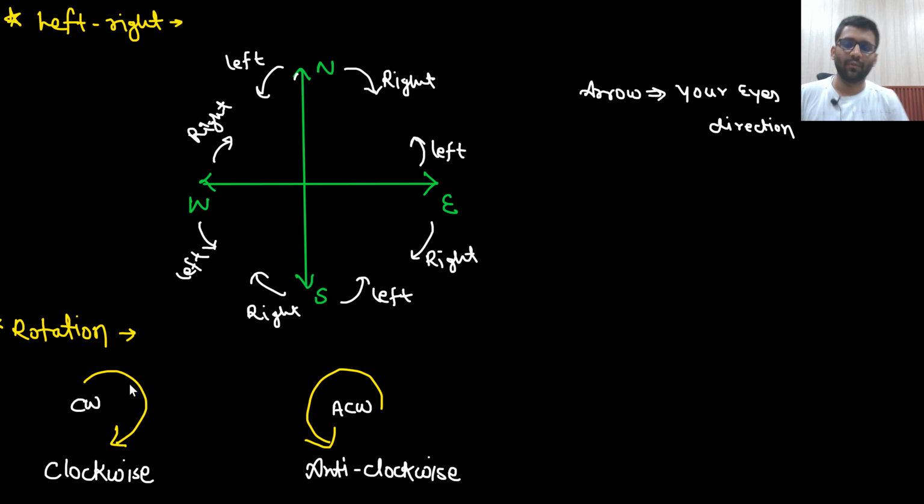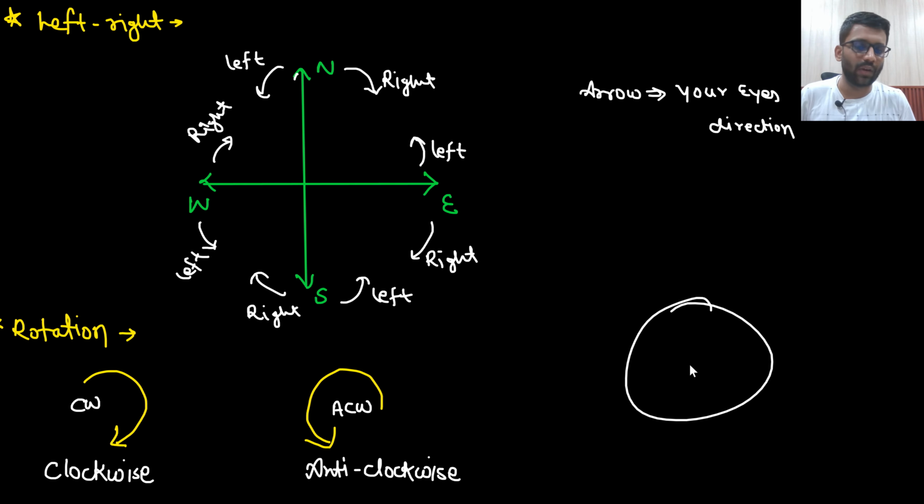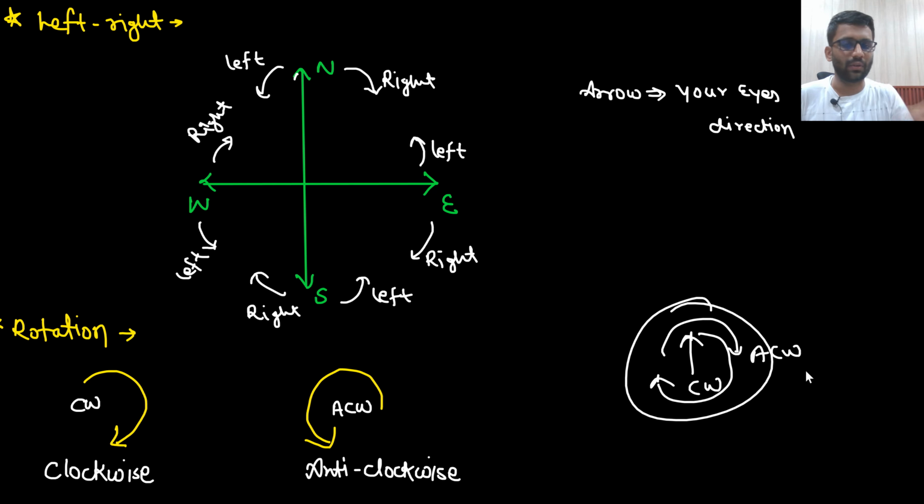And what do you mean by rotation? You can do anti-clockwise rotation or clockwise rotation. Anti-clockwise means rotating in the opposite direction of the clock. How does the clock rotate? Like this, so this is clockwise, and rotating in the opposite direction is known as anti-clockwise. This is the direction of the clock. The opposite direction of the clock is anti-clockwise.